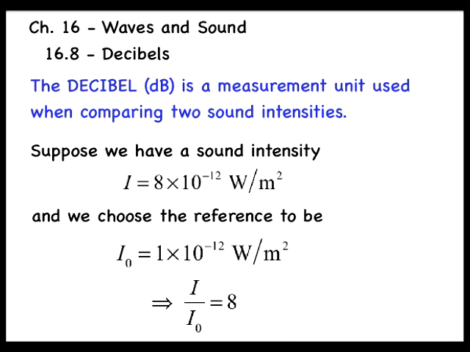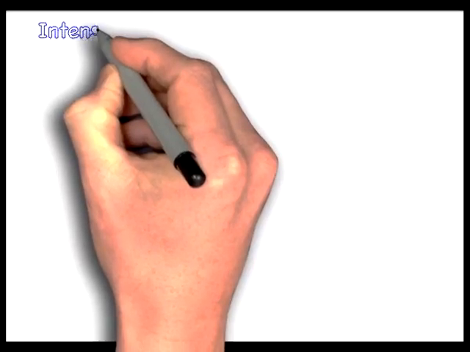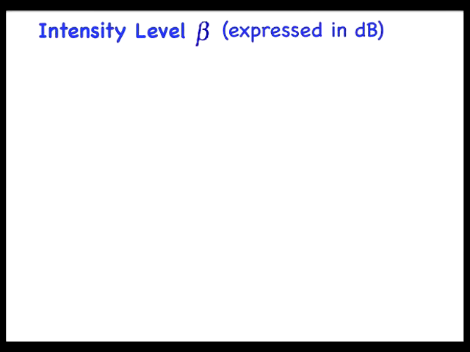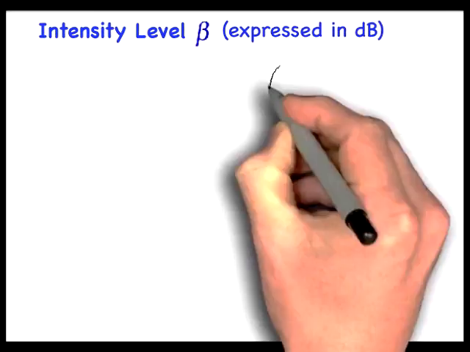We can then compute I divided by I0, which is equal to 8, and state that I is 8 times as great as I0. However, because of the way in which the human hearing mechanism responds to intensity, it is more appropriate to use a logarithmic scale for the comparison. For instance, the intensity level beta, expressed in decibels, or dB, is defined as follows.